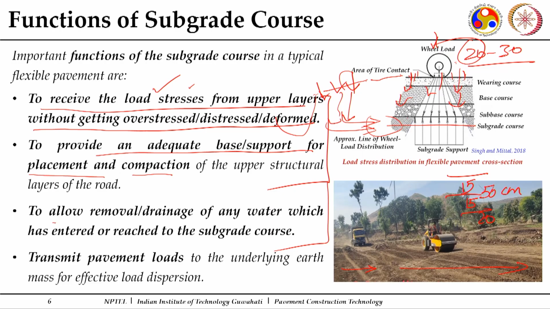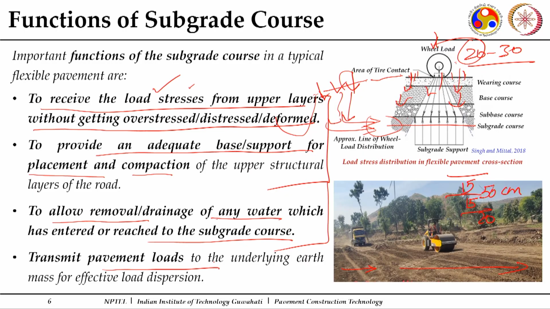So, I will prefer that for the function for which subgrade is not basically meant, but still if it has some amount of capability to allow removal or drainage of any water which has entered or reached the subgrade course, I will be very happy. If my material is like this, so it can allow some removal of the water which has entered, through whatever means. If it moves out of it, my pavement structure, I will be very happy. So, this can be one function which it can serve.